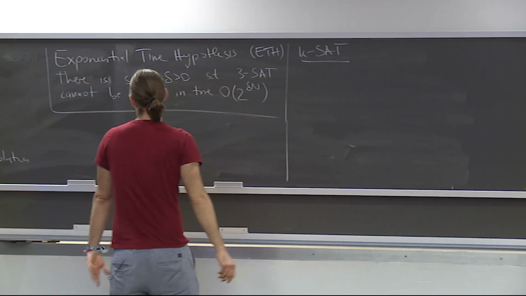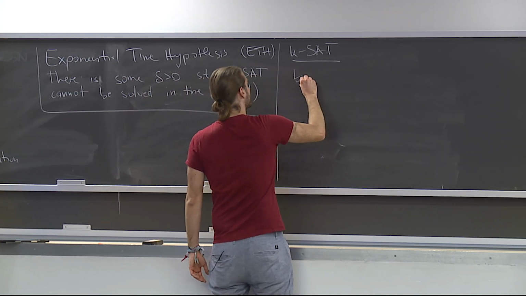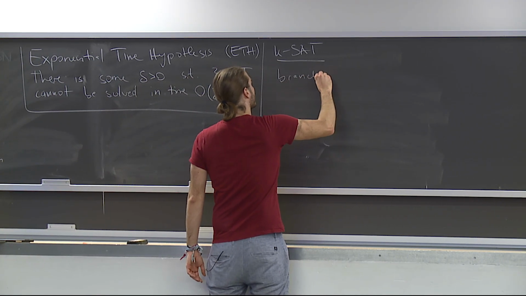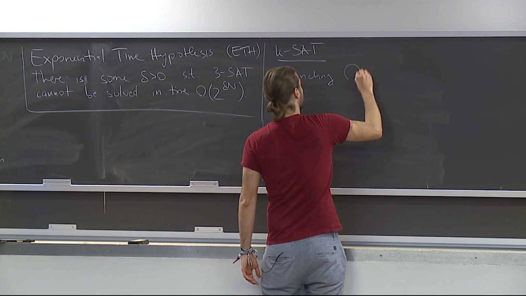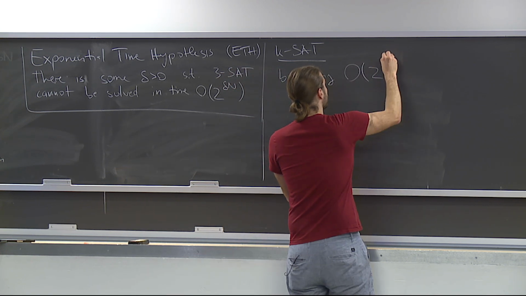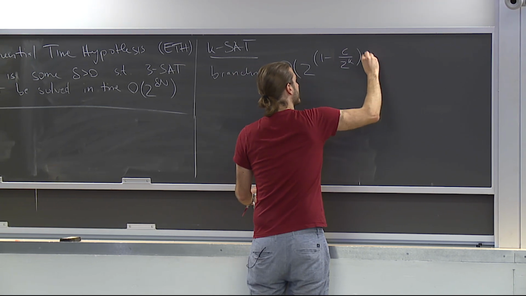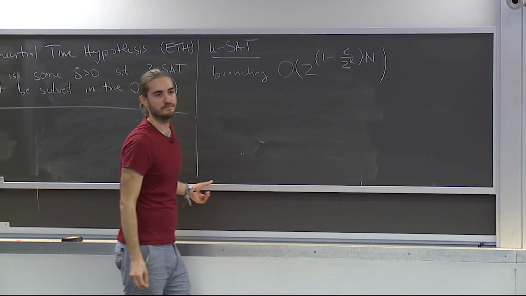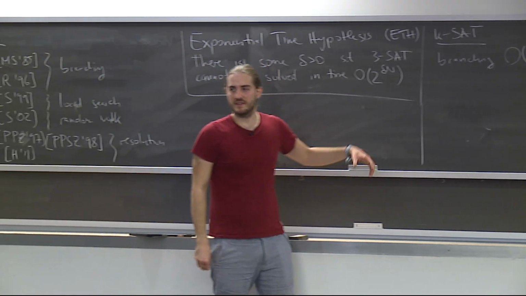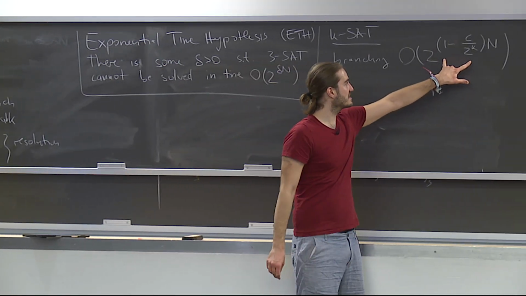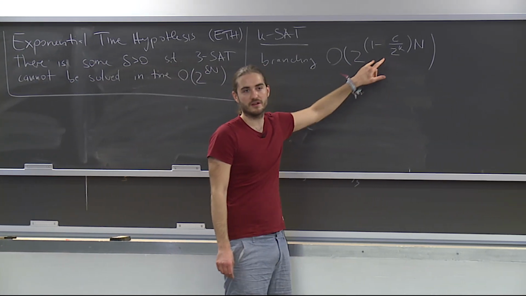And for k-SAT, what do these techniques give us? The branching-based techniques, it turns out, lead to algorithms of the form 2 to the (1 minus c over k) times n. Maybe this is some constant c, doesn't matter that much. So they do give you some non-trivial improvements, but the savings in the exponent become smaller and smaller with every k.